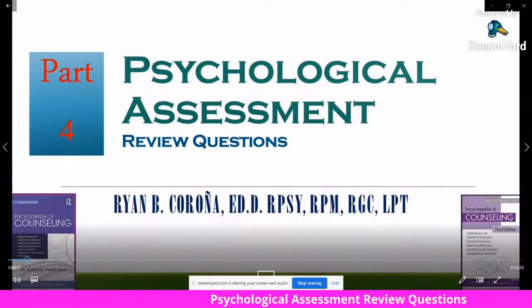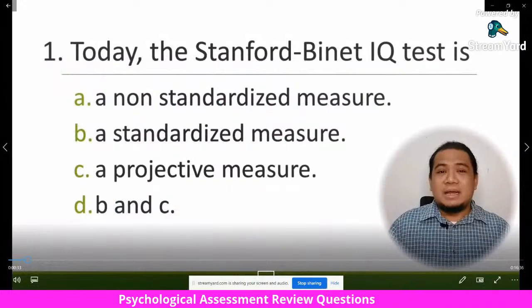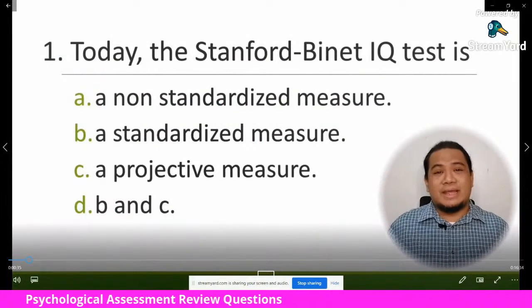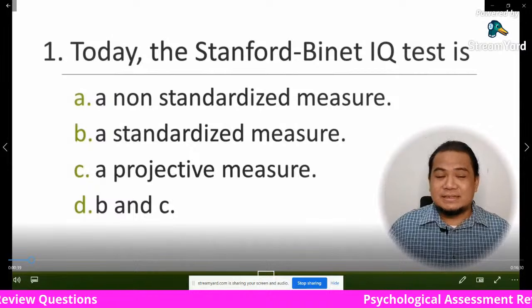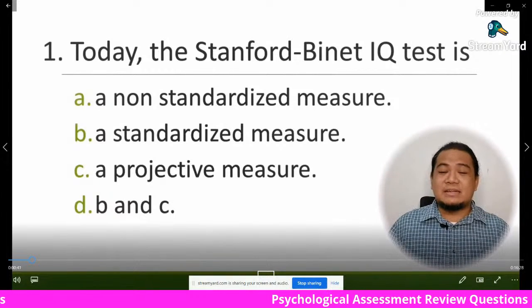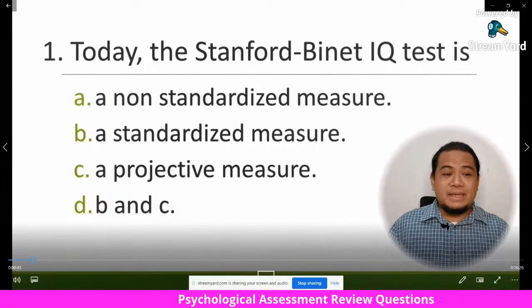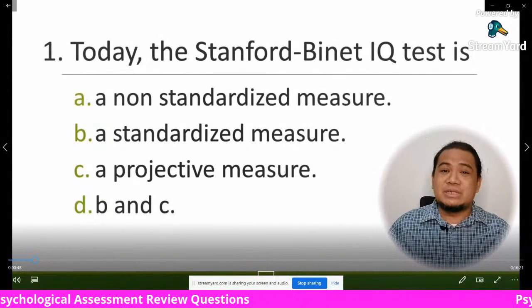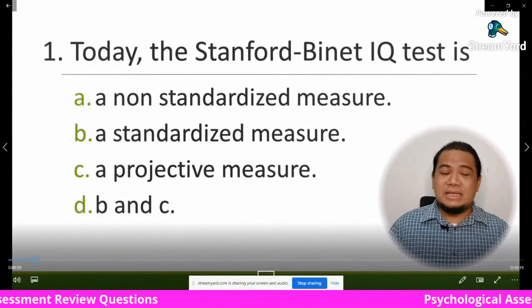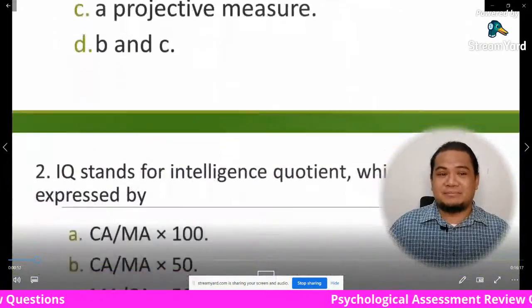Psychological assessment review questions. Number 1. Today, the Stanford-Binet IQ test is A. A non-standardized measure, B. A standardized measure, C. A projective measure, D. B and C.